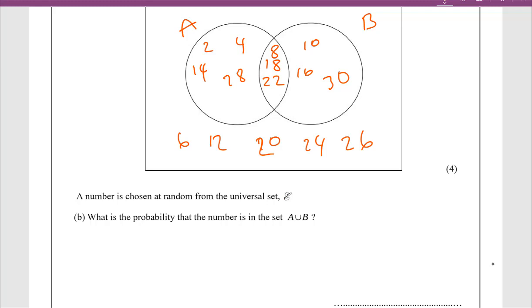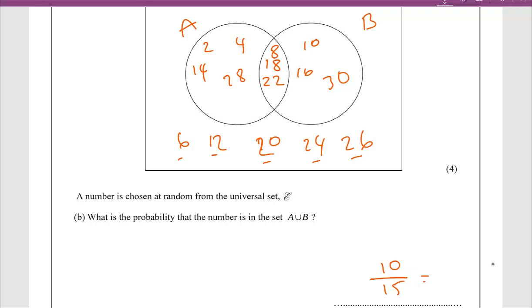A number is chosen at random from the universal set. What is the probability that the number is in the set A union B? Set A union B means everything in A and everything in B. So how many numbers do we have in A and B? 1, 2, 3, 4, 5, 6, 7, 8, 9, 10. So we have 10. Out of how many do we have altogether? 1, 2, 3, up to 15. So the probability that the number is in set A union B is 10 over 15.